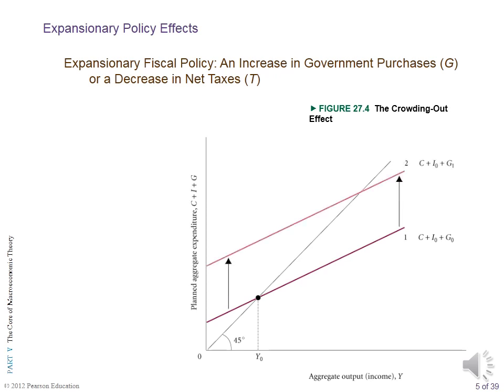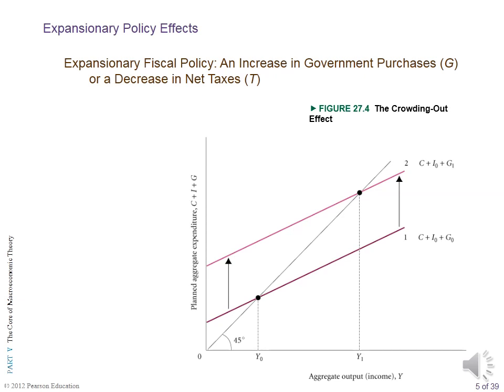So now the equilibrium income will be Y1. So an increase in G will increase Y. Delta Y equals delta G times the multiplier, 1 over marginal propensity to save. So delta Y will increase more than the increase in G by the effect of the multiplier.